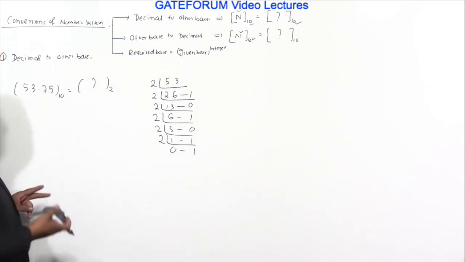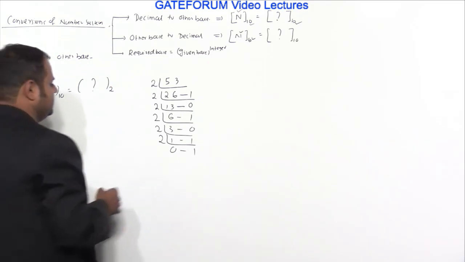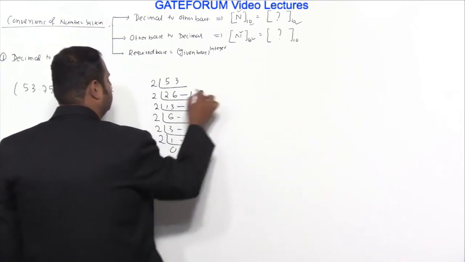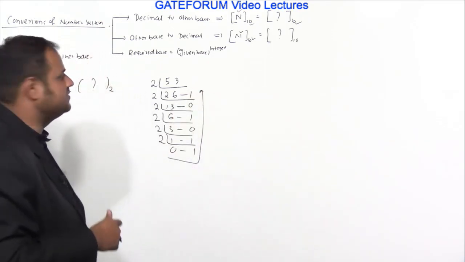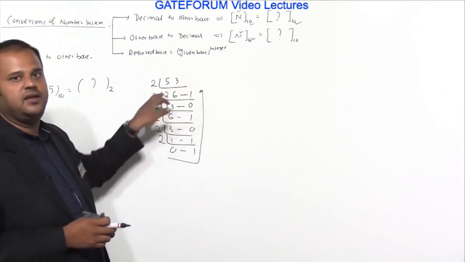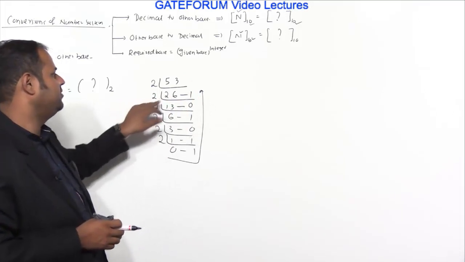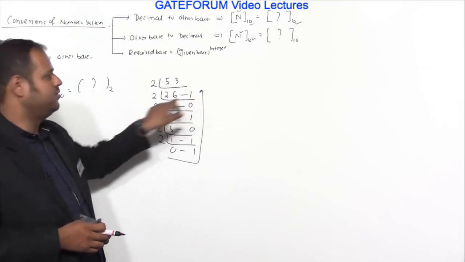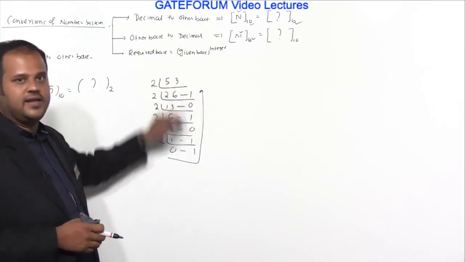So this happens like this. Now when you are writing the answers, you go from bottom to top. What I did, I just kept on dividing this repeatedly by 2, and whatever remainder was left, I was writing on this side by putting a line like this. 2 into 26, 52, remainder is 1. 2 into 13, 26, remainder is 0. So like this I did it.